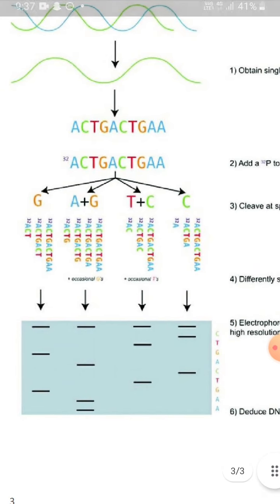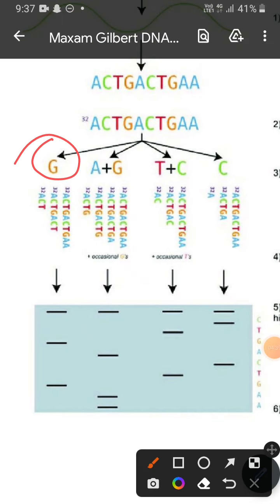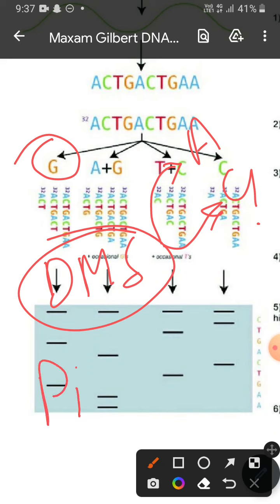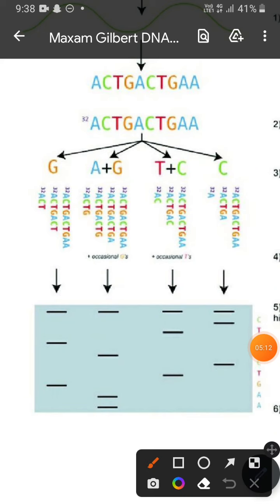As obvious, we are going to use 4 different conditions, right? In the first tube, which is marked G, we are going to use our DMS, the first chemical, dimethyl sulfate. This dimethyl sulfate has the ability to attack adenine and guanine, that means our purines. Not only DMS, we can also use piperidine. They are also going to attack A and G. And in the case of pyrimidines, we have hydrazine.